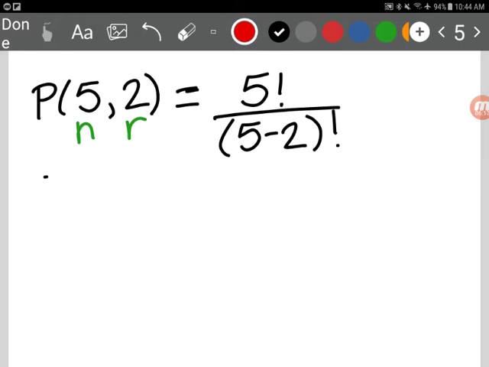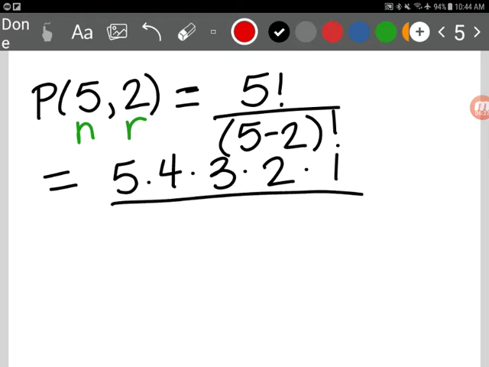Work out your math. 5 factorial we know is 5 times 4 times 3 times 2 times 1 divided by, we know that 5 minus 2 is 3. So 3 factorial would be 3 times 2 times 1. So again, the 5 minus 2 gives me that 3 factorial, which I counted down to 3 times 2 times 1.